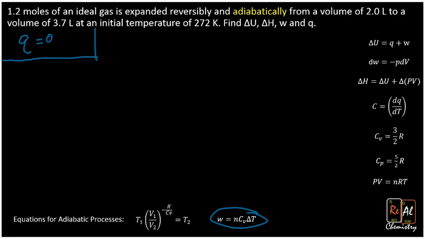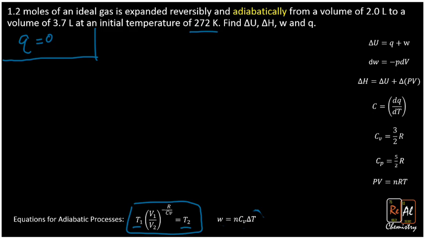Here's the tricky thing. If I want to get work, notice I need this change in temperature here. However, the bad news is it only tells me the initial temperature. And that's why I need my equation here that relates temperature 1 to temperature 2. So the first thing we're going to do is find temperature 2, and then we'll go ahead and plug that into the work equation.